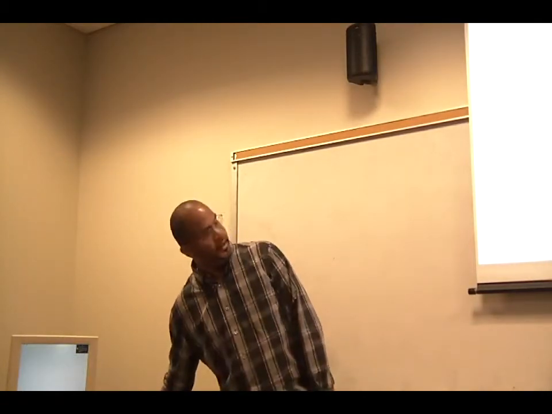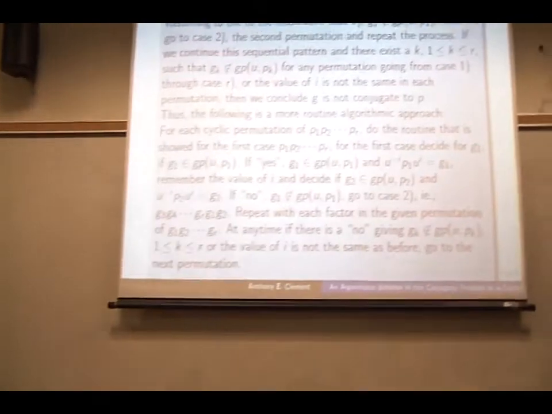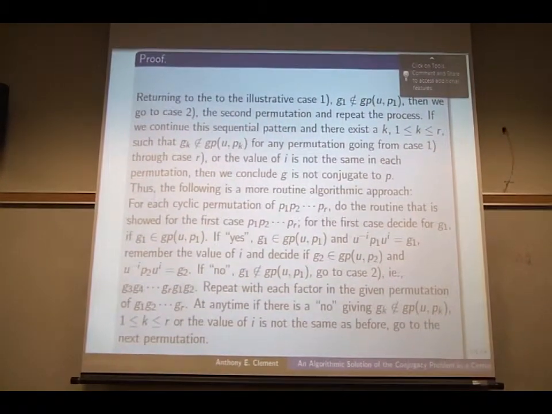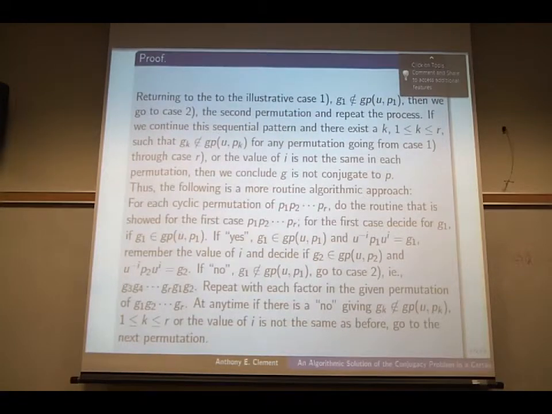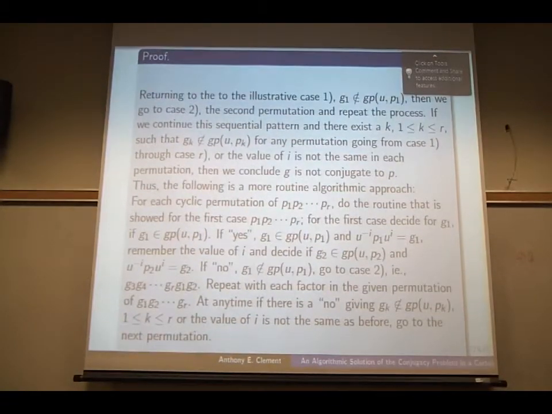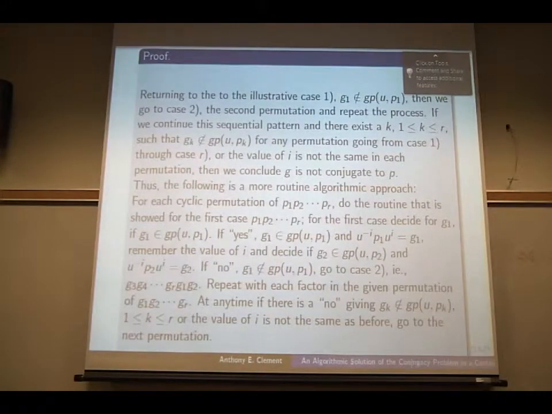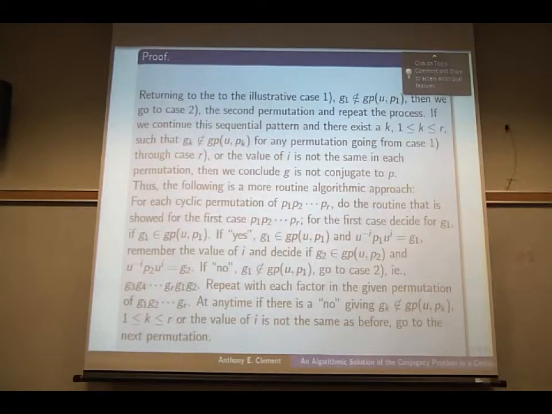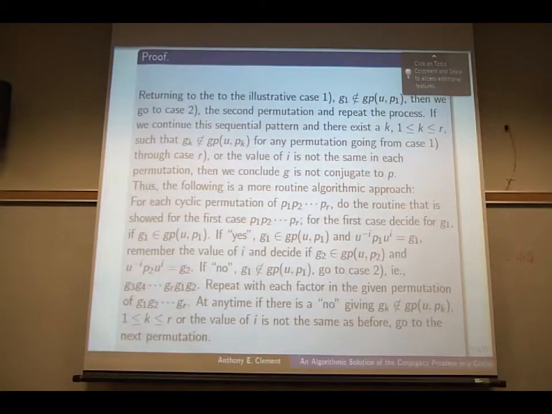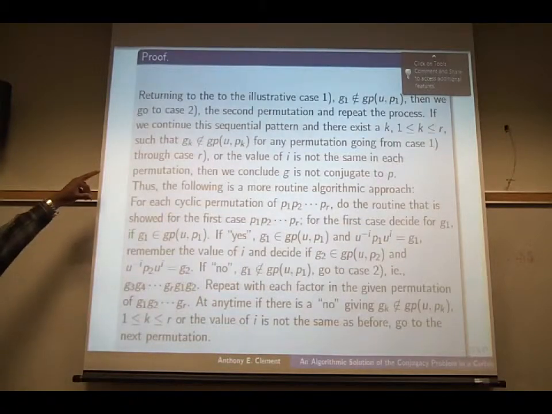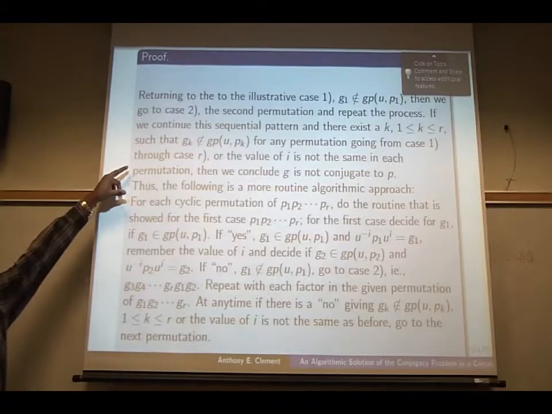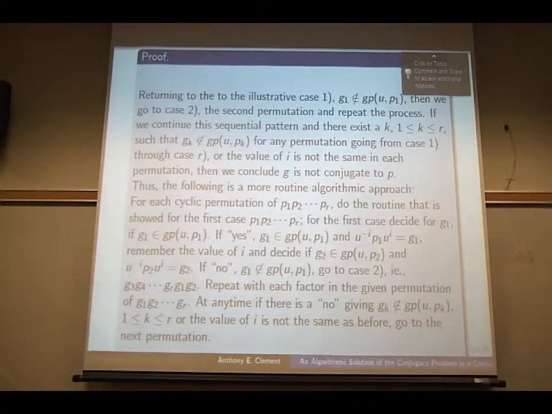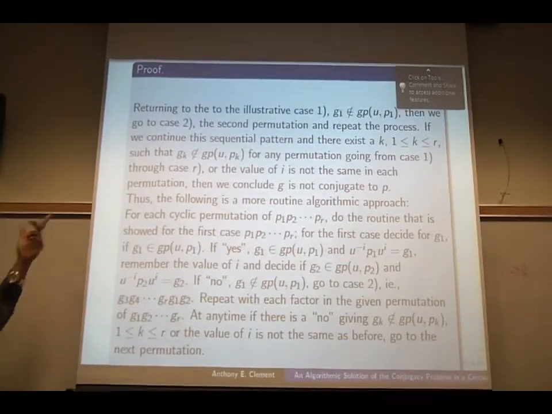Now, if it doesn't, then what happens? Returning to the first case, if G1 does not lie in the subgroup generated by u and p1, then we go to case 2, because, of course, that one would show that they are not conjugate. So we go to the second permutation and we repeat the process. If we continue on this sequential pattern from 1 to r, and for any reason the Gk does not lie in any one of these, or the i's are not the same, because notice that the i can change, right? So if for any of these, 1 to r, the Gk does not belong to the subgroup for any of the permutations from 1 to r, or i is not the same as before.